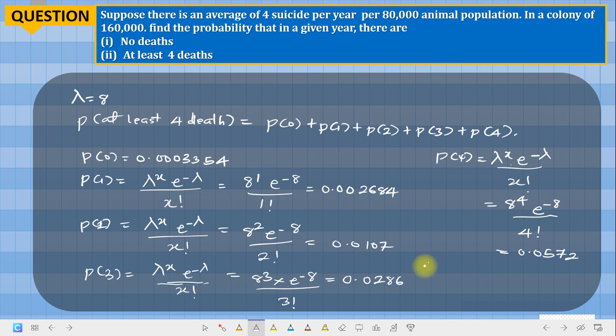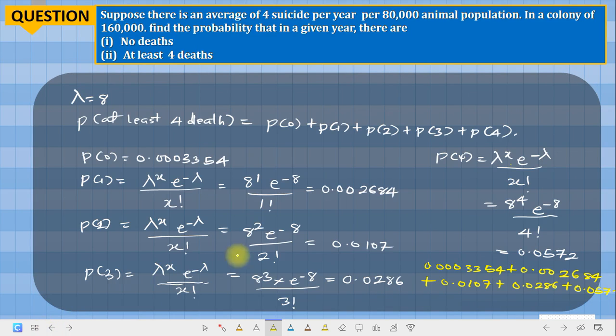The probability of at least 4 deaths, we can get it by summing everything. So if we sum everything, the probability of 0, which is 0.003354, plus the probability of 1, 0.002684, plus the probability of 2, 0.0107, plus the probability of 3, 0.0286, plus the probability of 4, which is 0.0572.